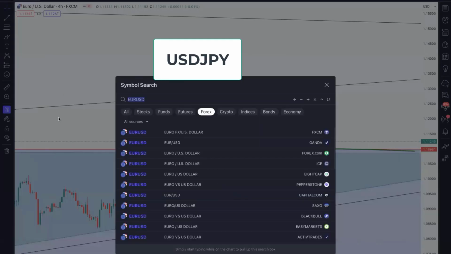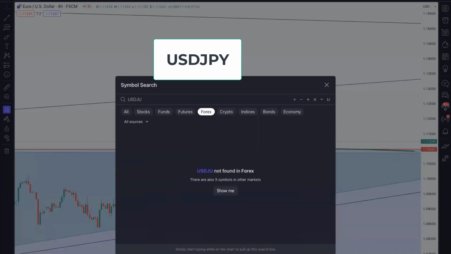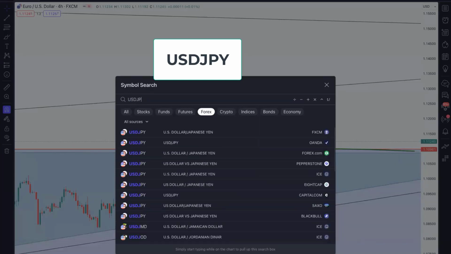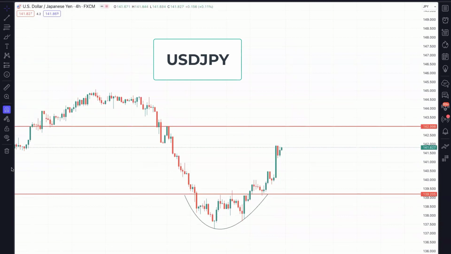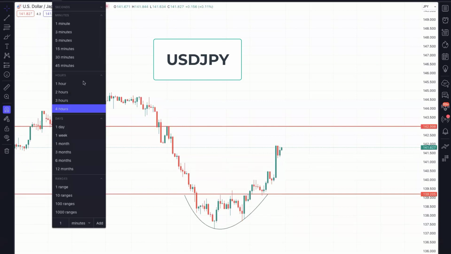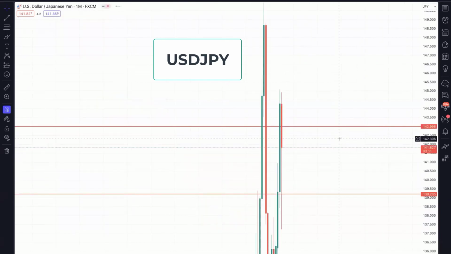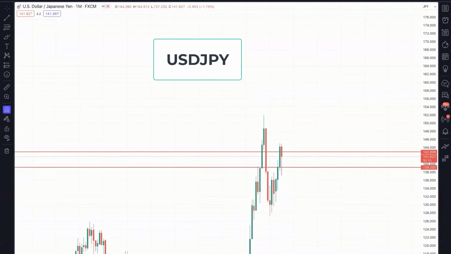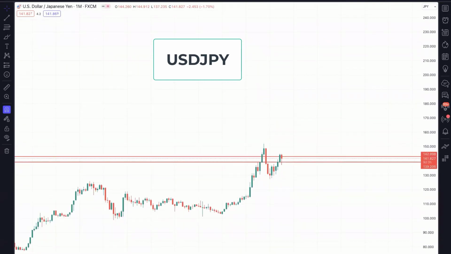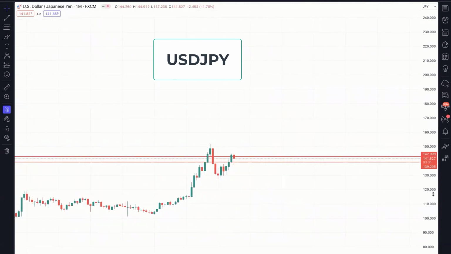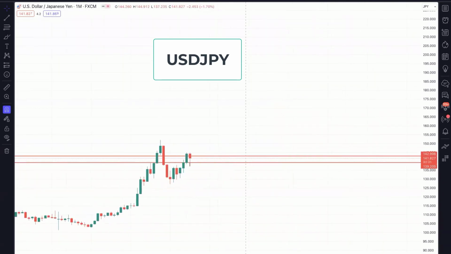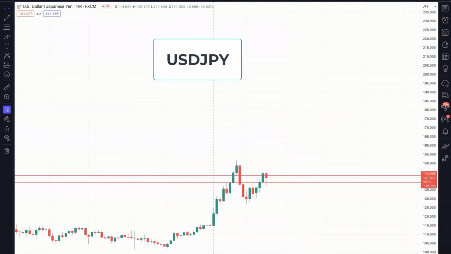So let's just do a quick one on USD JPY. So you can see that of USD JPY. Let's do from the monthly time frame. So USD JPY is more like an overdue buy. You know, USD JPY is more like an overdue buy.